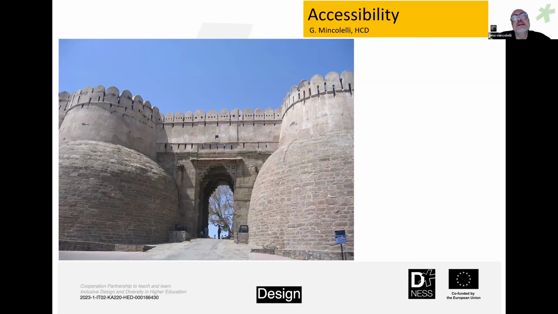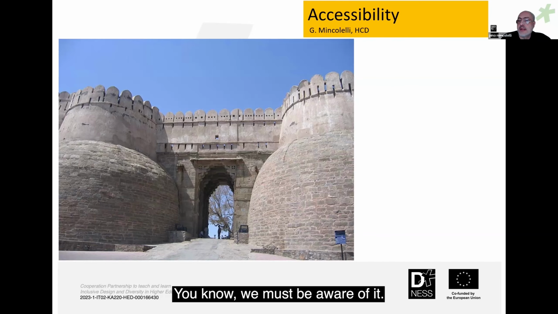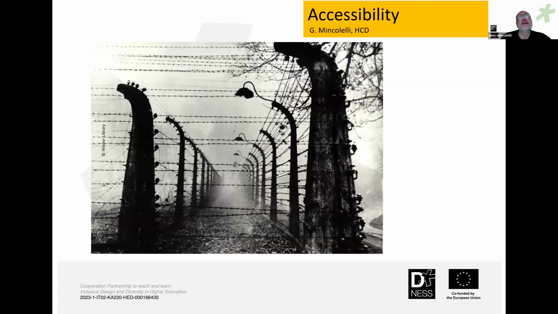Design is a tool that is crucial in every war between humans. We must be aware of it.